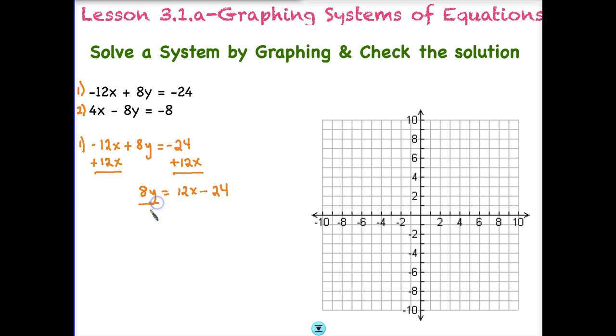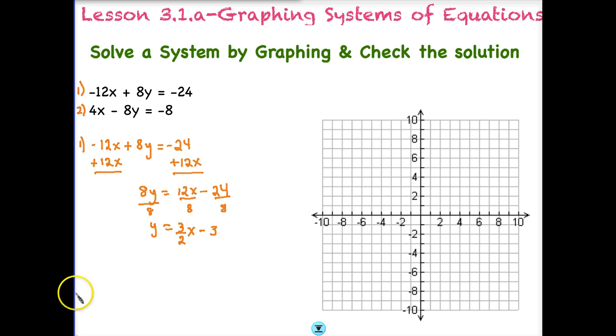I now need to divide every term by 8 in order to solve for y. 8 divided by 8 cancels, and I'm left with y equals, I'm going to reduce this. 4 goes into 12 3 times. 4 goes into 8 2 times, and I reduce that so that it's easier to graph. 24 divided by 8 is 3. And notice that I brought down the negative sign, so I didn't forget that. So that's going to be our first equation.